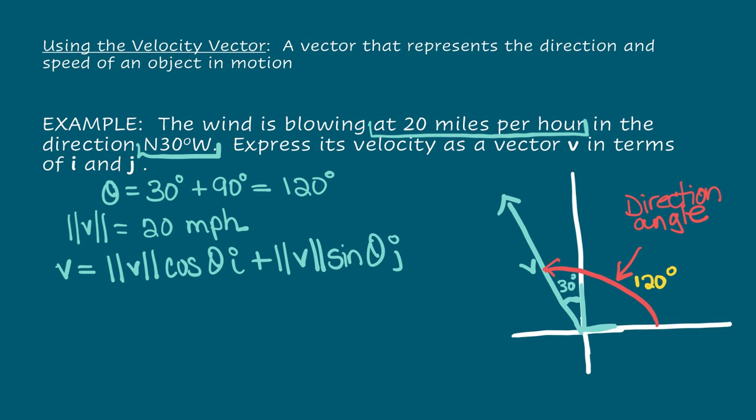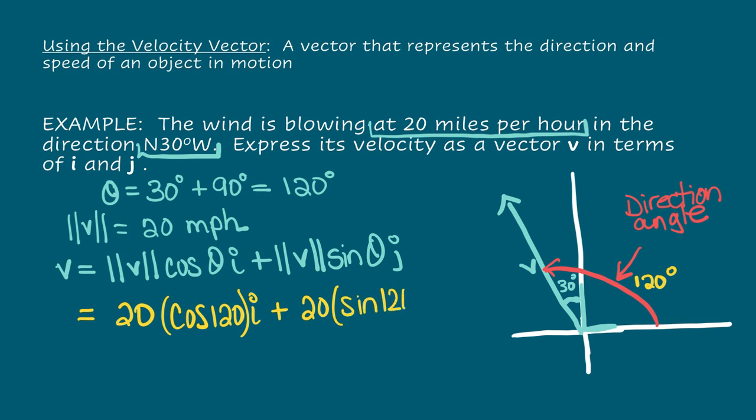So you're going to want to grab your unit circle. If you don't have it handy, grab that so that you can look up your values of cosine theta and sine theta, unless you have them memorized. So the magnitude of v is 20. And then we want cosine of 120 i plus 20 sine 120 j. So we want to go figure out what sine 120 and cosine 120 are.